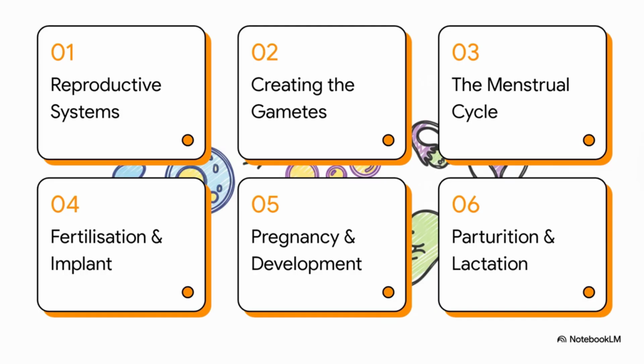We'll spend some time on the monthly rhythm of the menstrual cycle, which really sets the stage. After that, we get to the main event, fertilization and the incredible 9-month journey of development, all leading up to childbirth and lactation. So, let's get started with the blueprint.